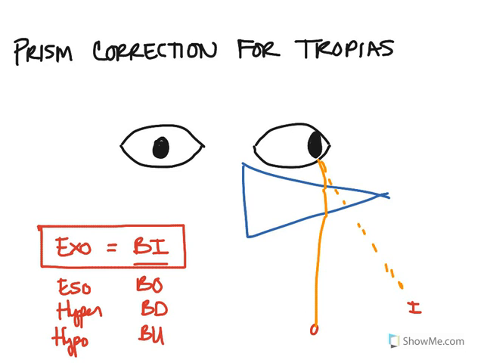Now, all of these are referring to functional prism correction, meaning that we want both eyes to see the same image, so that the brain perceives a single image instead of double vision. And in order to do that, we bend the light so that the object appears to be coming from straight ahead to the deviated eye.